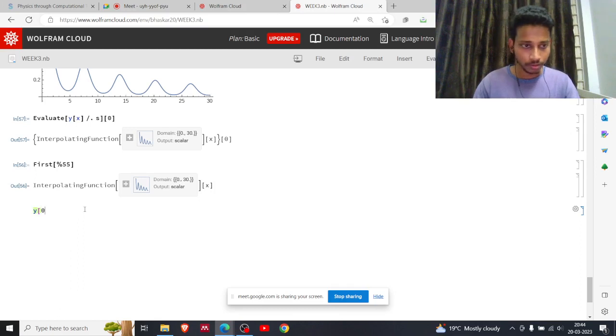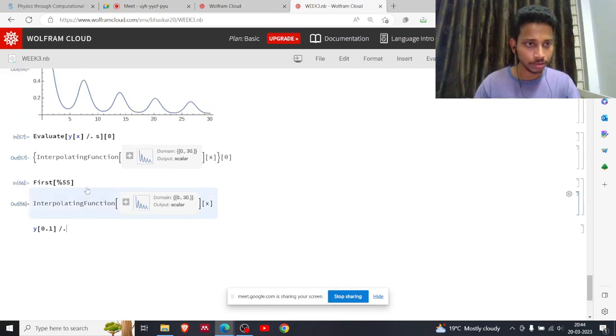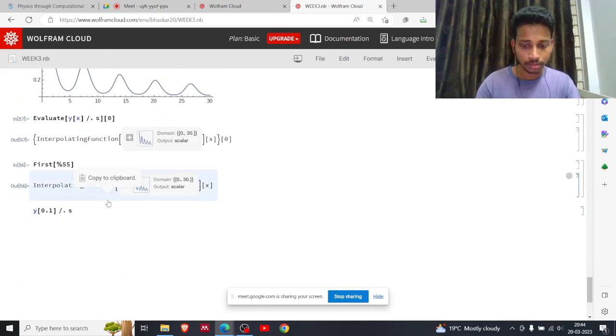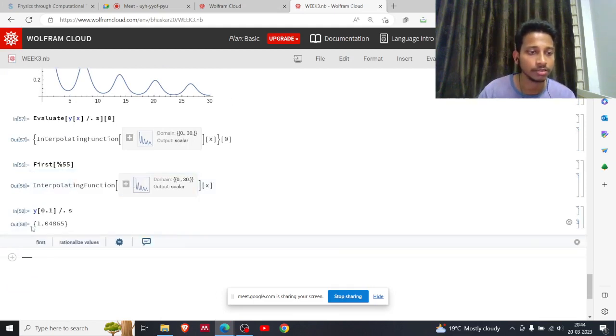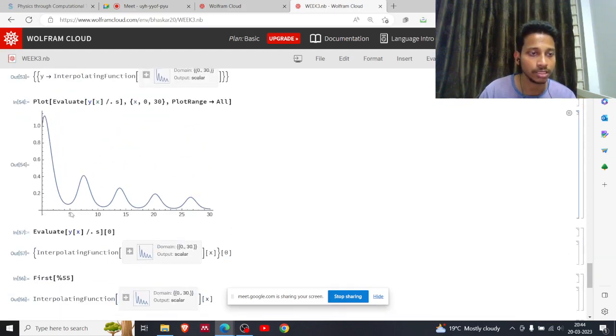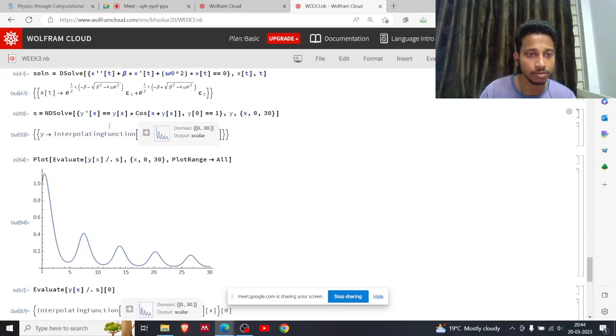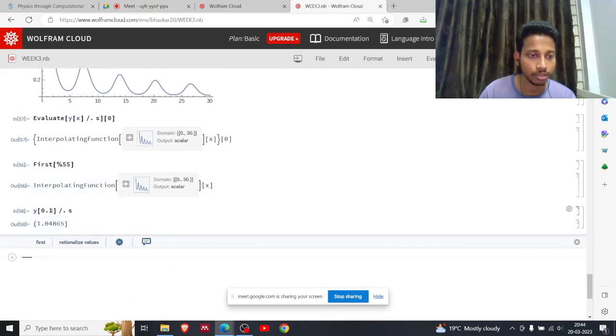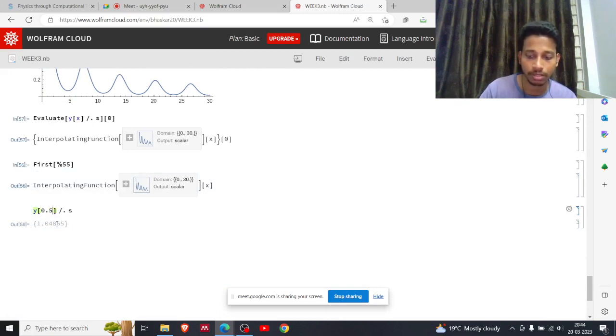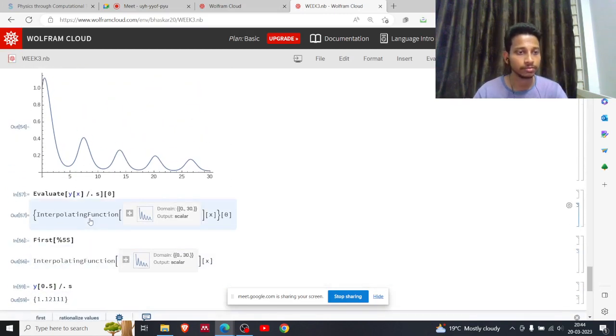So y of 1, at this one, is done by... Yes, here you can do this, like writing y of 0.1 slash dot s. So this s is actually taken from this NDSolve and generates the value at 0.1. Now if we change the value to 0.5, it will give the value. Okay.